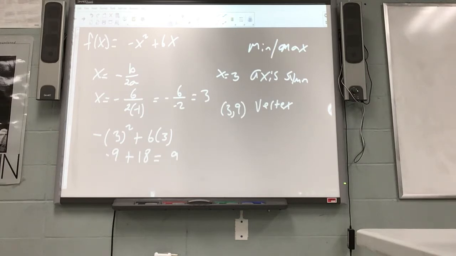Now is that a minimum or a maximum? Max, very good, because my a is a negative, which means it's opening down. So it is a maximum, very good.